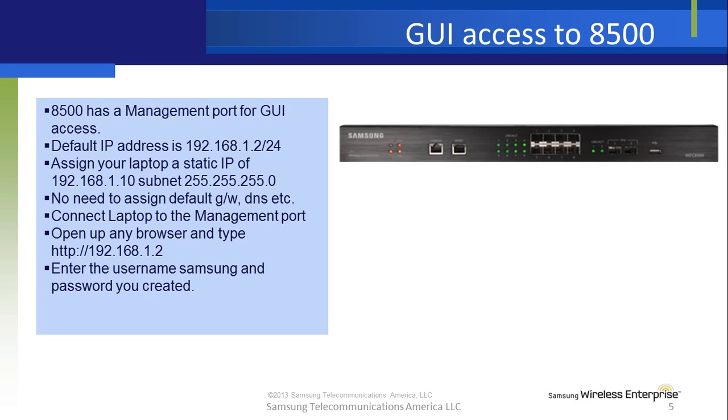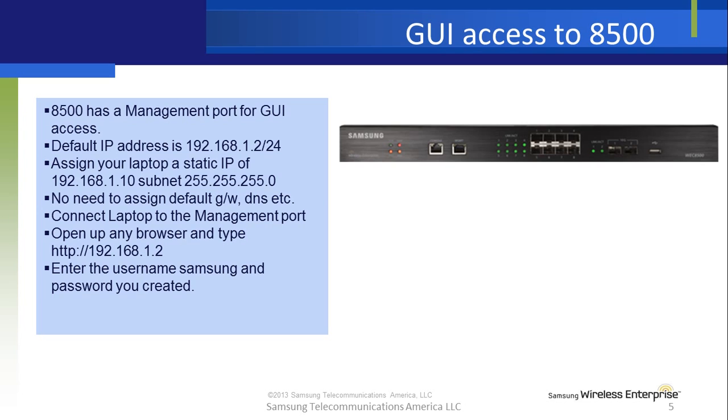All right, so GUI access to 8500. Now, assuming that you've gone through the first step, which is consoling into the controller and making sure that you've changed the password, 8500 is very simple to access via GUI. There is a dedicated management port. The default IP address of this port is 192.168.1.2. So all you have to do now is assign a static IP of 192.168.1.10, I believe, or you could use anything.